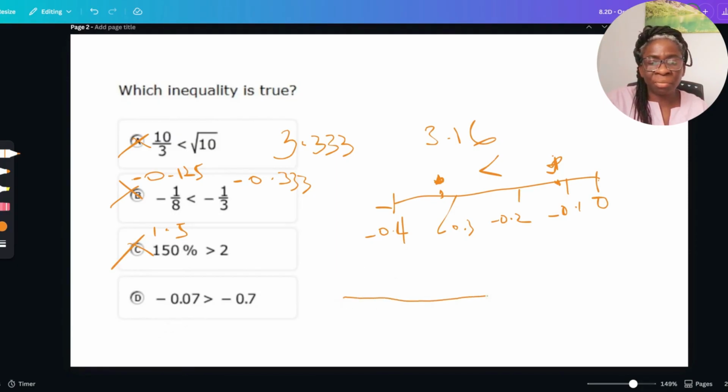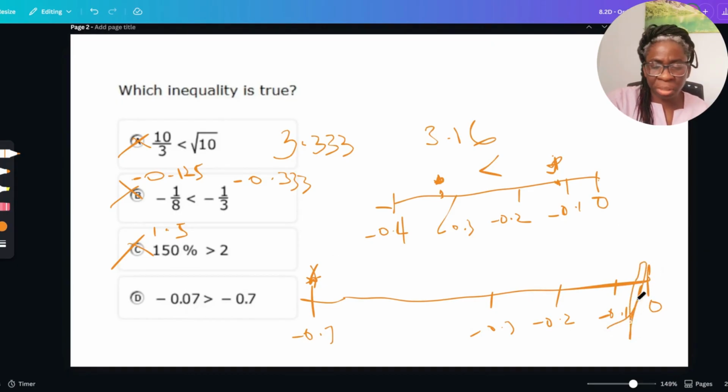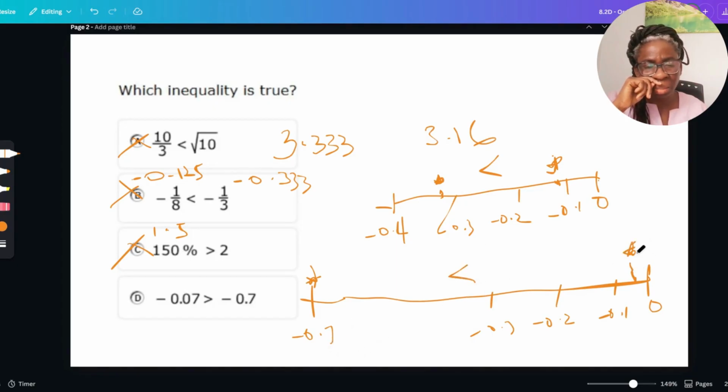So now let's look at this one. Let's use a number line for this also. Let's say this is 0, this is 0.1, negative 0.1, negative 0.2, negative 0.3, and so on. And let's say this is negative 0.7. So negative 0.7 is here, and this one is negative 0.07. So negative 0.07 will be somewhere here. So that means negative 0.7 is less than negative 0.07, and this is the correct answer.